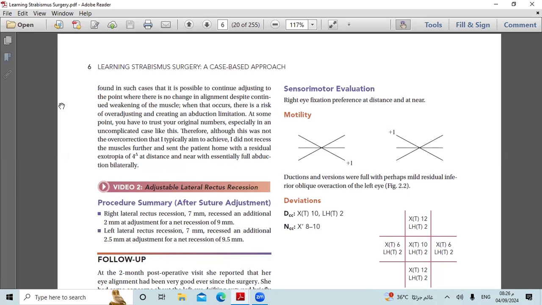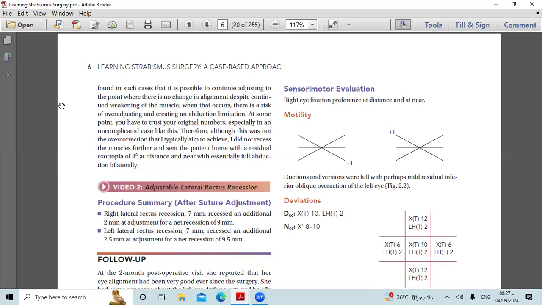After 1 month, this patient came to us orthophoric, no residual ET, no residual XT, no consecutive ET, nothing. So I think the next day angle after the strabismus surgery is not the final angle of the patient, because of the scar of the conjunctiva, the incision of the conjunctiva and the scar later on, which will also contribute to the angle of the squint, and also a lot of things.